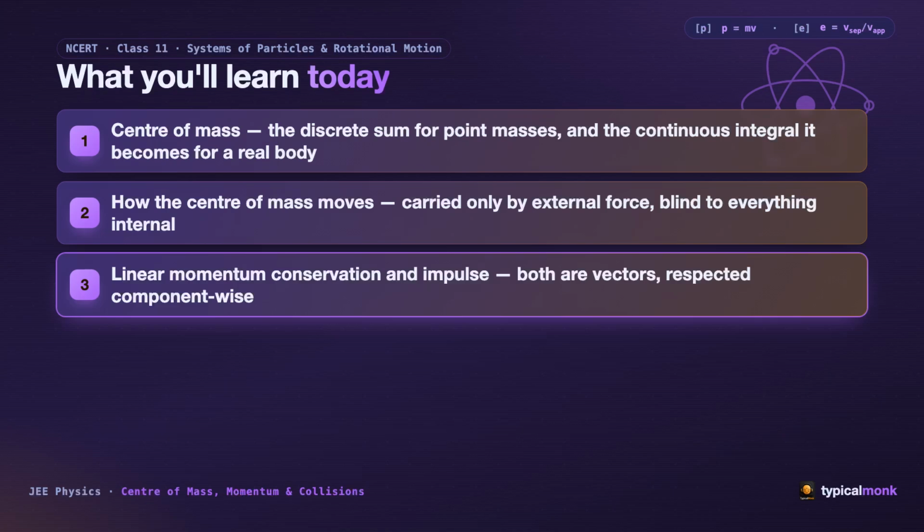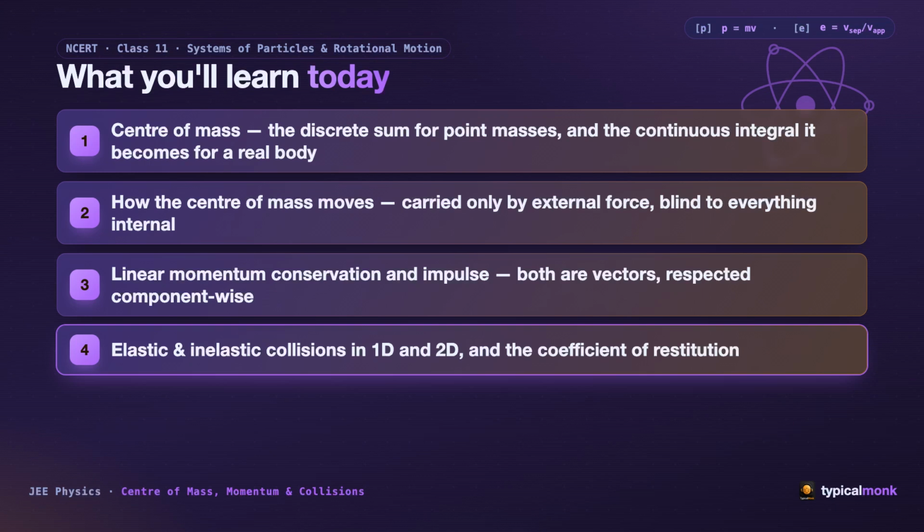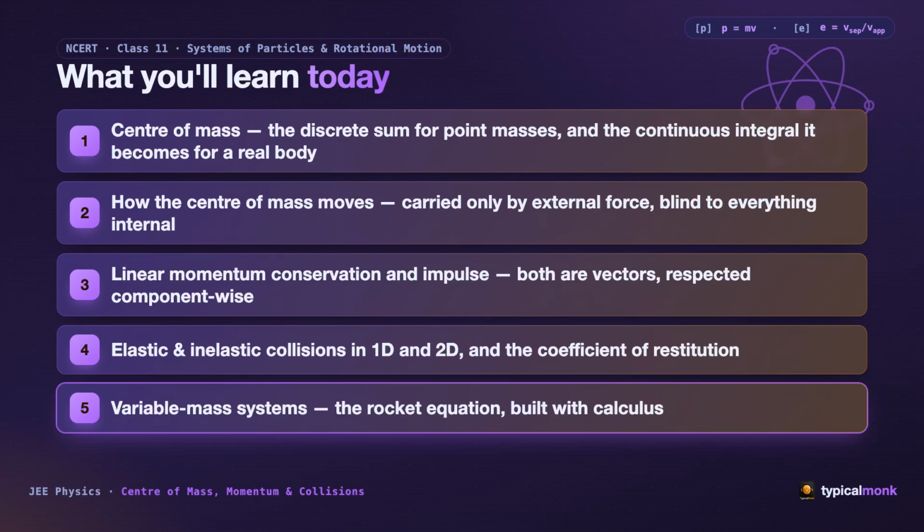Third, linear momentum conservation and impulse. Both are vectors, and both must be respected component by component. Fourth, elastic and inelastic collisions in one dimension and in two, and the coefficient of restitution that tears them apart. And fifth, variable mass systems, the rocket equation, built by integrating a momentum that keeps changing as fuel burns away. Ready? One idea at a time.